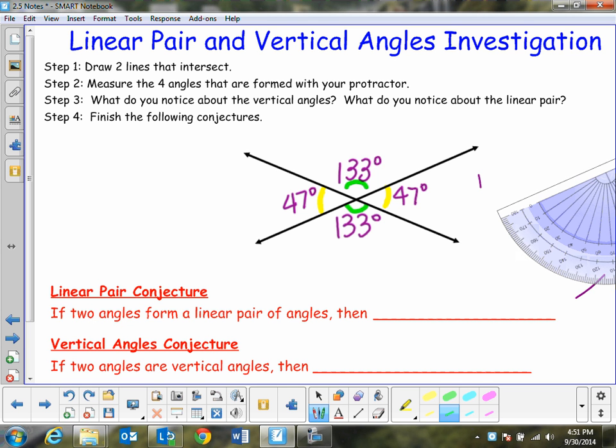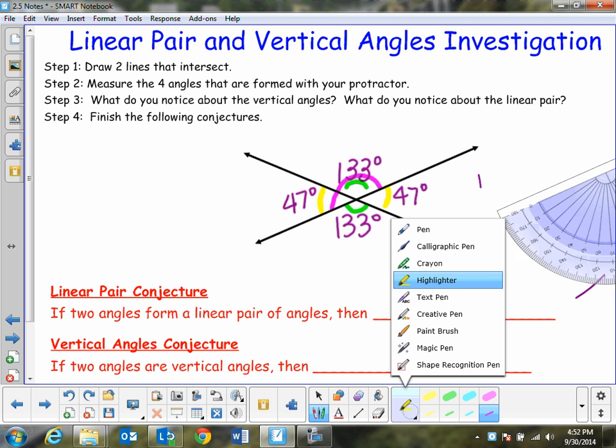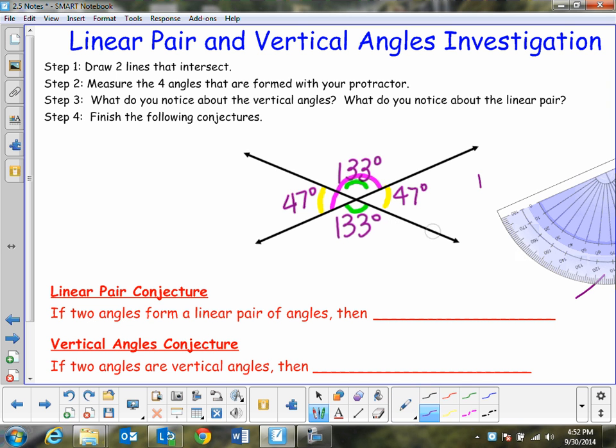If you now start talking about the linear pairs, the linear pair is this one all the way to here. What do you notice about those? One's 47, one's 133. If you were to add those 2 together, you should get 180 degrees. And so these are the main properties that you're going to have to remember from here on out. Linear pairs are always going to add up to 180, and vertical angles are always going to be congruent.